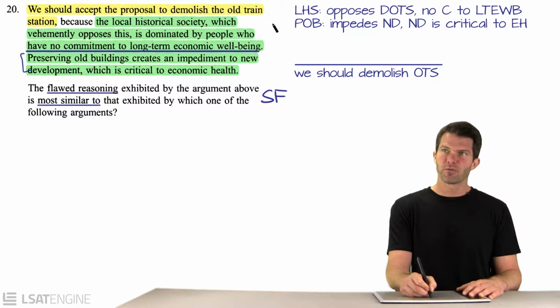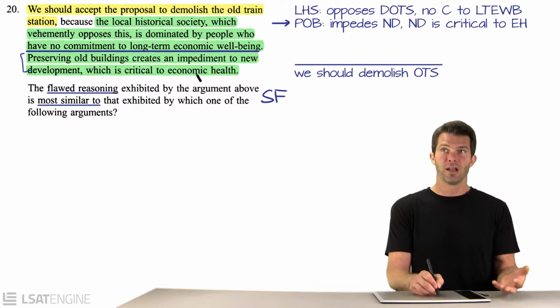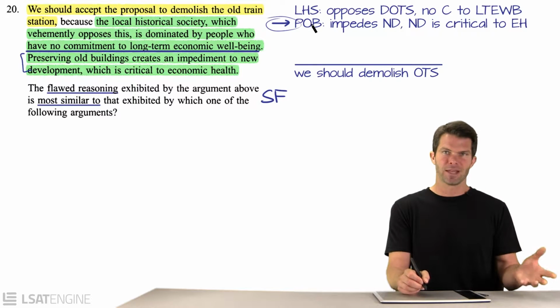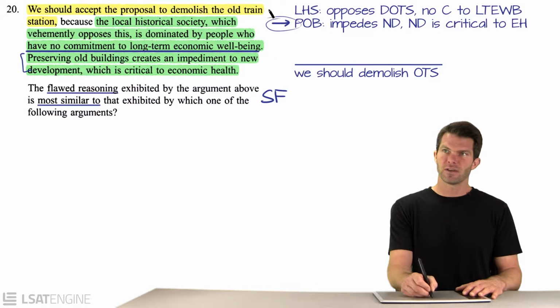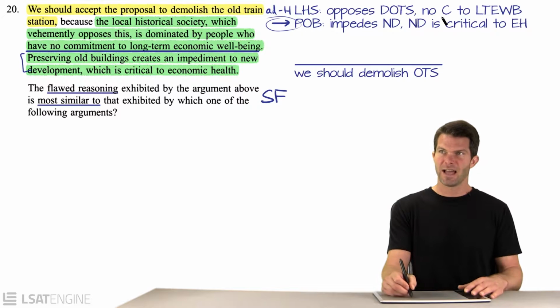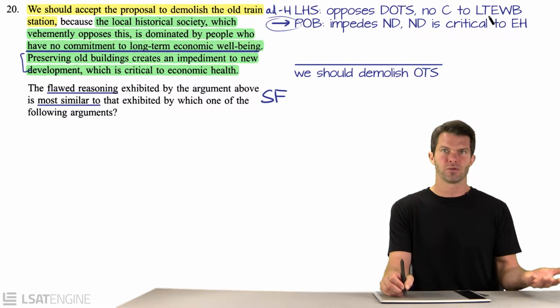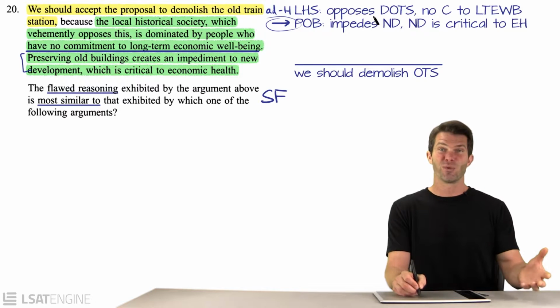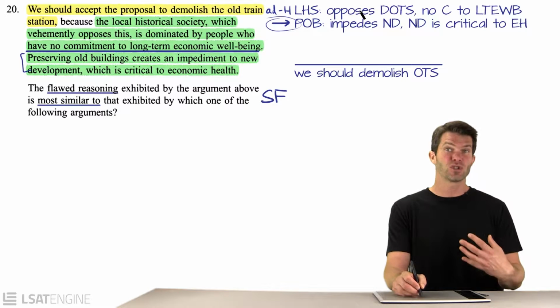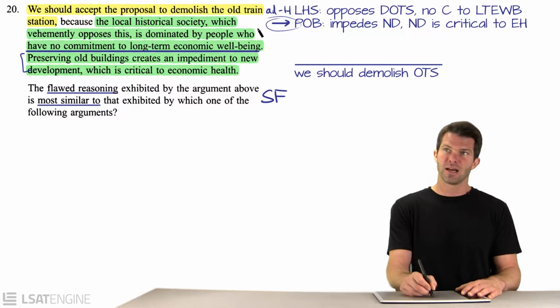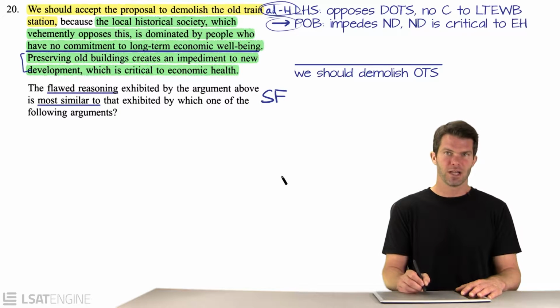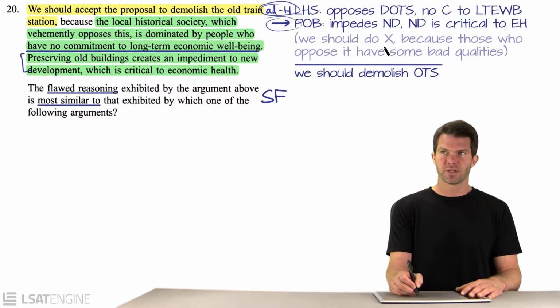Now this is actually a pretty reasonable argument, right? If preserving old buildings gets in the way of new development, which kind of hurts your economic health, that would be an okay reason to maybe get rid of an old building. But this up here feels like ad hominem. Right? Just because these guys have this bad quality where they have no commitment to long-term economic well-being, and they don't like it, doesn't mean that that's a reason for us to like it. So that's really, of the two premises, the one that's engaging in the flaw. It's assuming that we should do something because those who oppose it have some bad qualities.